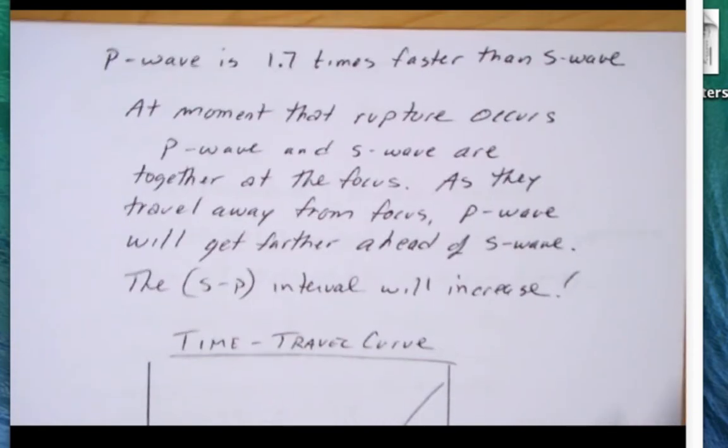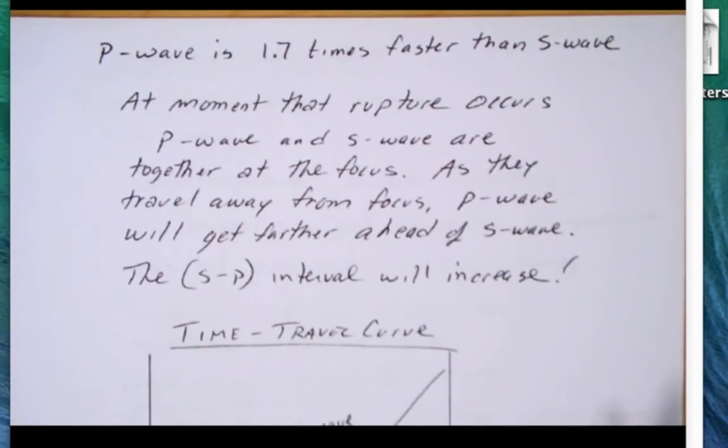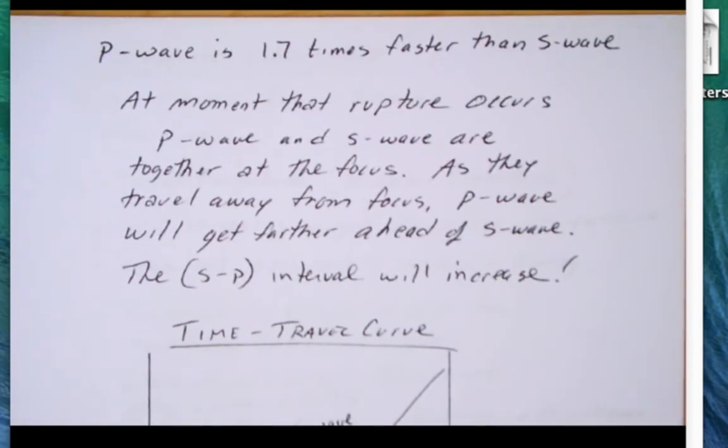Now, up here in a little bit more detail, the P wave is 1.7 times faster than the S wave. Remember, because it's easier for the energy to travel by compression and dilation than it is by the wiggling of a shear wave for the S wave. At the moment that rupture occurs, both P waves and S waves are together at the focus.